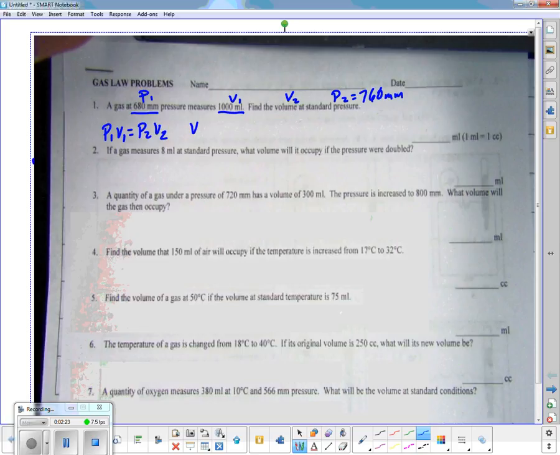I'm solving for V2. I always like to rearrange it before I put numbers in. You don't have to. Okay, so P1 V1 divided by P2. Plugging in 680 millimeters divided by 760 millimeters, and then on the top I'm also multiplying by the volume of 1,000 milliliters. Millimeters go out, and I'm going to end up in milliliters. If you don't have a calculator, I've got a whole bunch out there. Grab it.